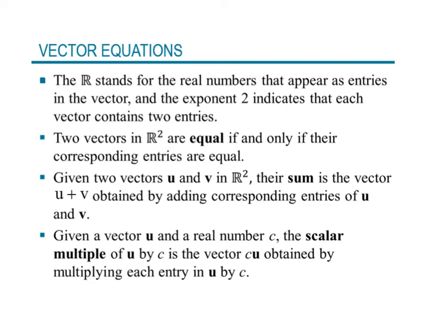Two vectors in R2 are equal if and only if their corresponding entries are equal. If I have two vectors u and v, their sum is the vector u plus v, and that is obtained by adding their corresponding entries. If you've taken some upper level courses in the past, you may have already dealt with vectors quite extensively. We're going to see them throughout this course and always write them as column vectors. If I have a vector u and a scalar c, a real number c, it's called a scalar. A scalar multiple of u by c is the vector c times u, obtained by multiplying each entry in u by that c. Okay, that's called a scalar multiple of u.